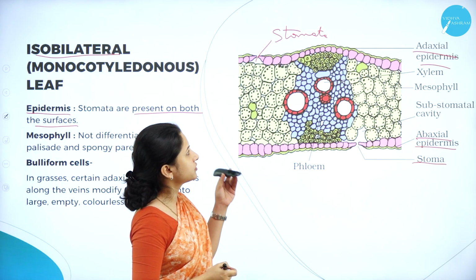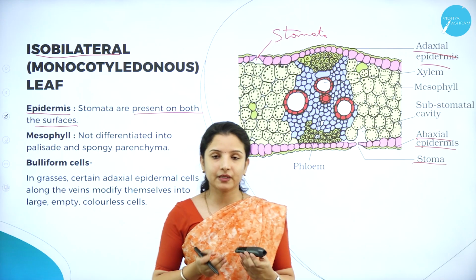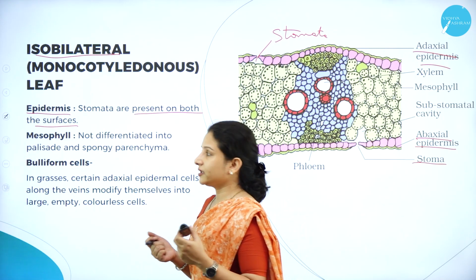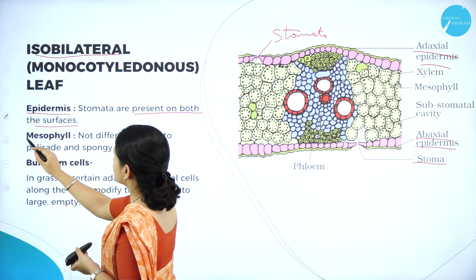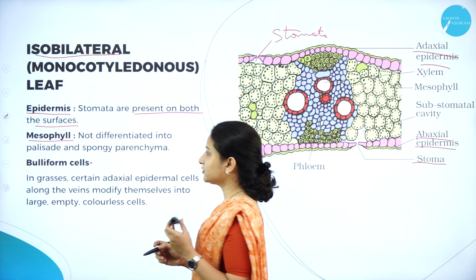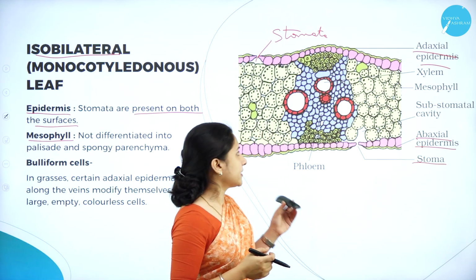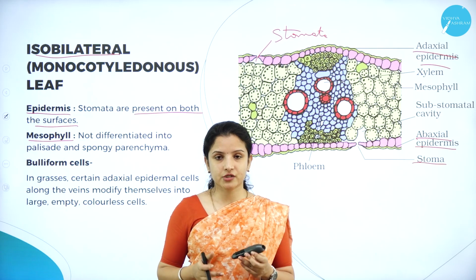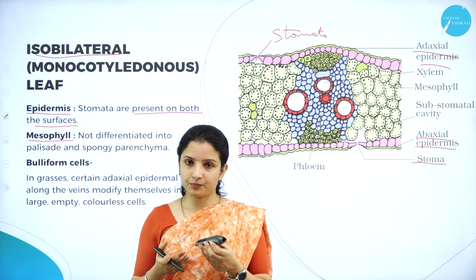The cuticle is usually absent. Cuticles are most of the time absent, and in some species it may be present. It depends on the species. The leaf is made up of mesophyll. The mesophyll is parenchymatous, but it is not differentiated into palisade and spongy.